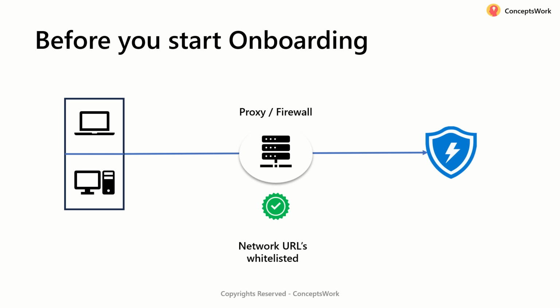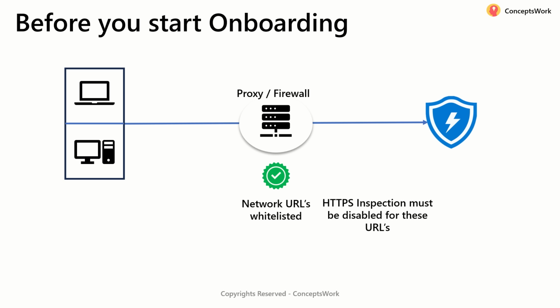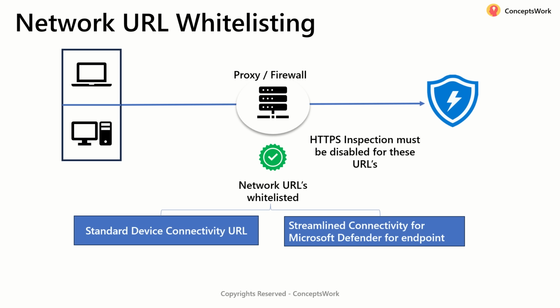Now, there is a very specific reason why I have mentioned that before you start onboarding, make sure all the network URLs are whitelisted, because there is one condition which is very common, and that is usually network appliances try to perform HTTPS inspection, but you have to make sure in case of MDE, the HTTPS inspection must be disabled. Now, if I talk about the list of URLs that should be whitelisted, this is divided into two different categories, which was not the scenario before.